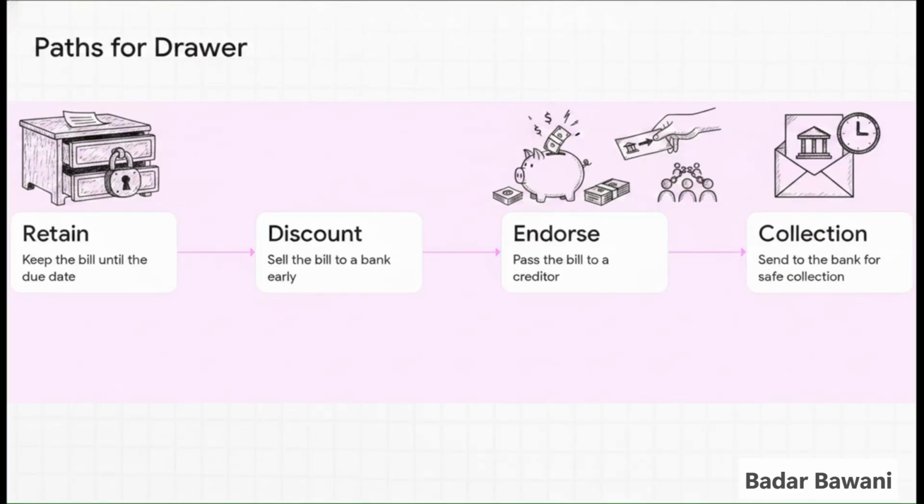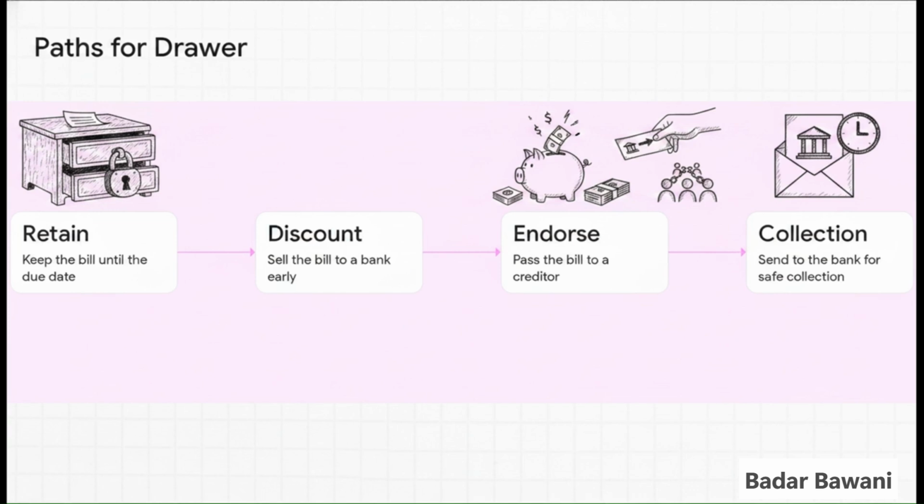I want you to imagine you're the drawer for a second. You're holding this freshly accepted, legally binding document. What do you do while you're just waiting around for maturity? Well, the bill can go on one of 4 different adventures. Path 1, you just retain it. Keep it safe in your desk drawer until the due date rolls around.